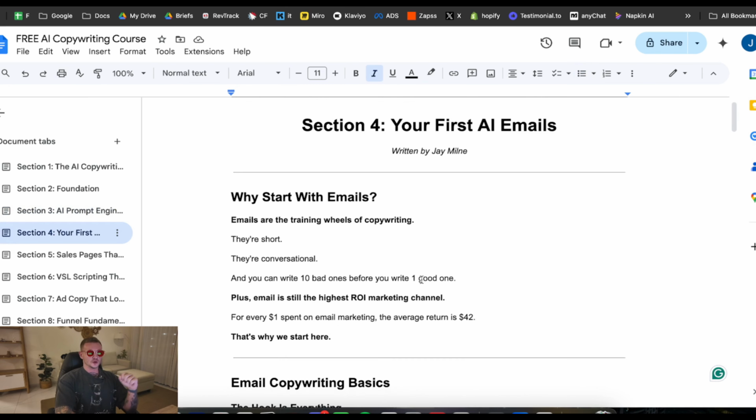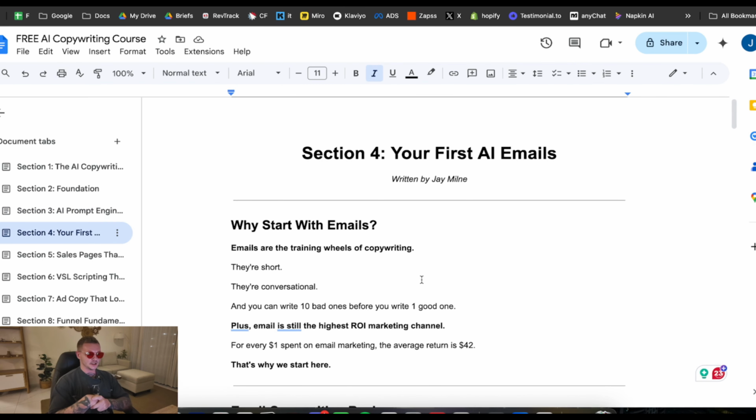Section 4. Right, your first AI emails. So we're starting with AI emails when we're actually going to go into this writing part, because emails are the kind of training wheels of copywriting. If I was taking on a junior copywriter, I would always get them starting by writing emails because it's the easiest place to learn.